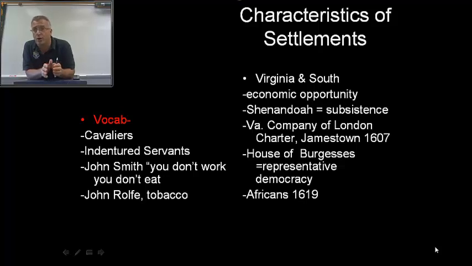It's given a charter by the king, which is a document granting them legal rights to establish and form this colony, and also promising them the rights of Englishmen, which is very, very important. So the colonists who come from the time of Jamestown to the time of the Revolution consider themselves Englishmen and understand their rights as Englishmen, and those rights are very important to them, okay?